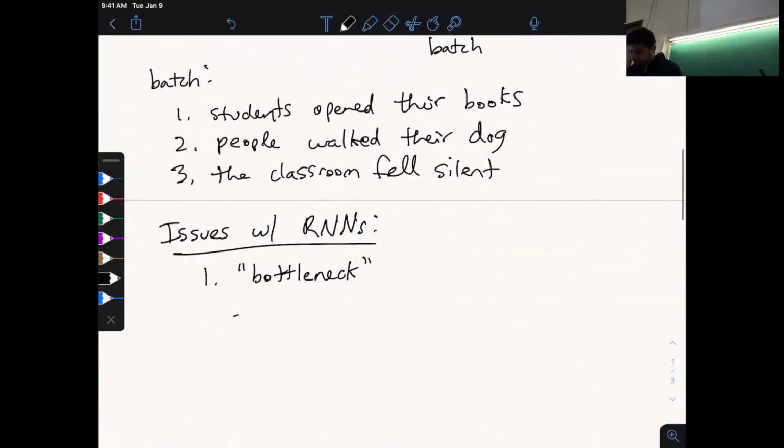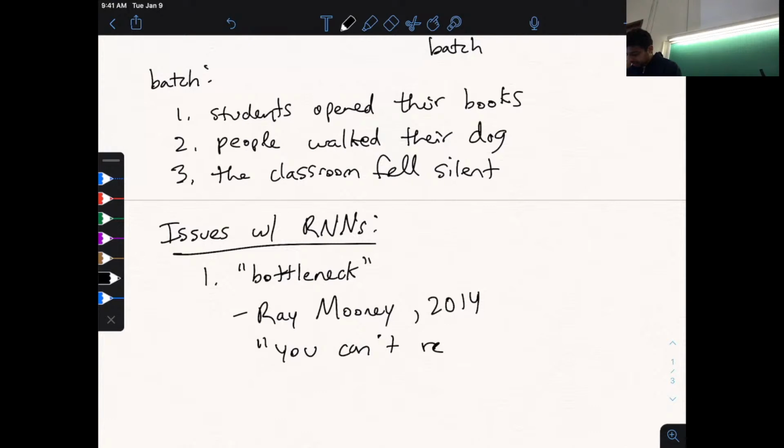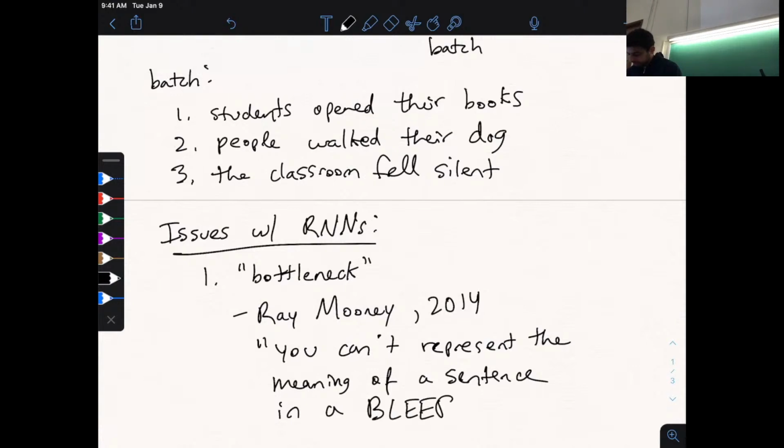And there's a famous quote by Ray Mooney in 2014. He's a professor of NLP at the University of Texas, Austin. He said, "You can't represent the meaning of a sentence in a expletive vector."